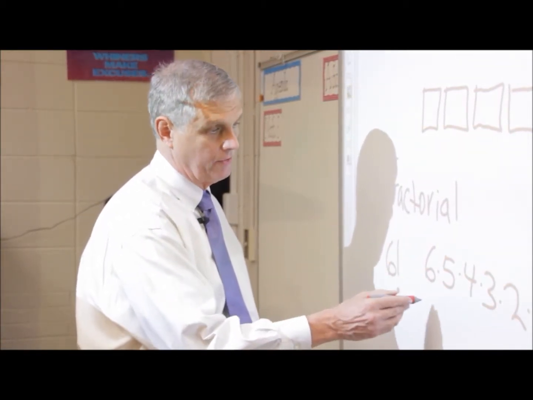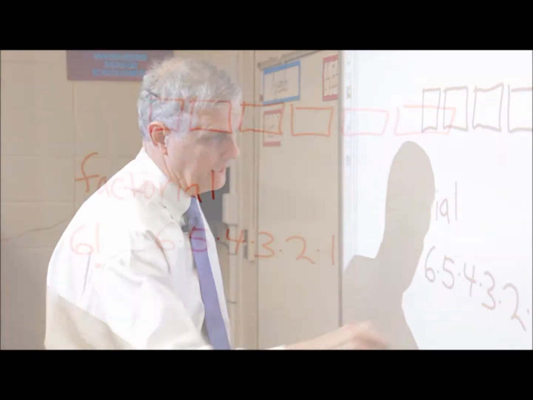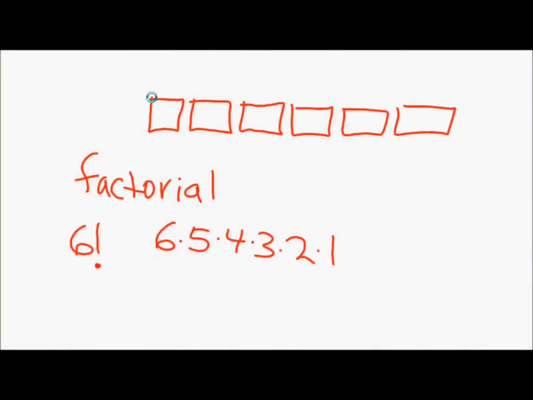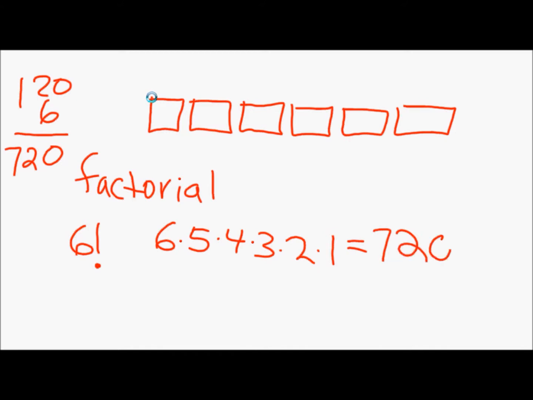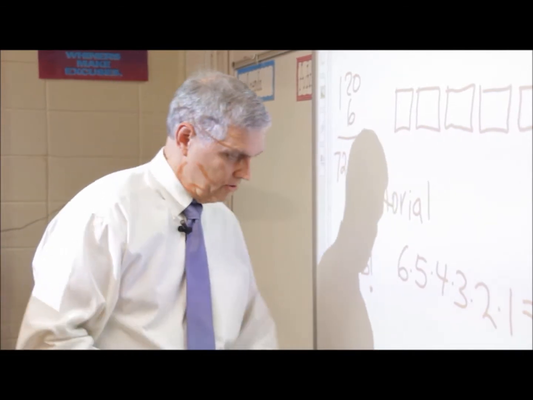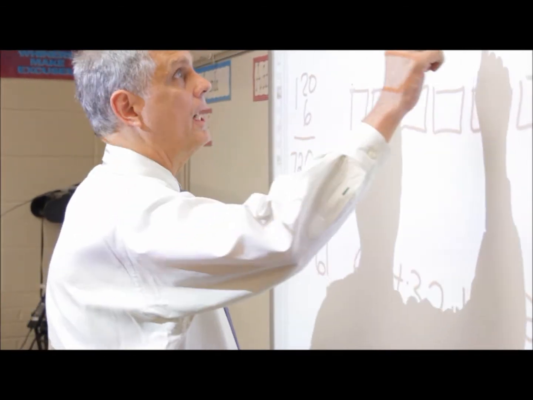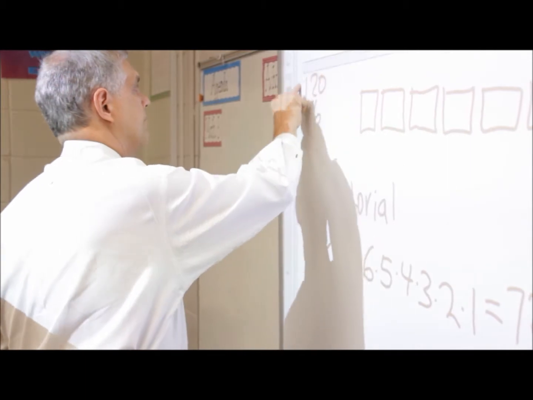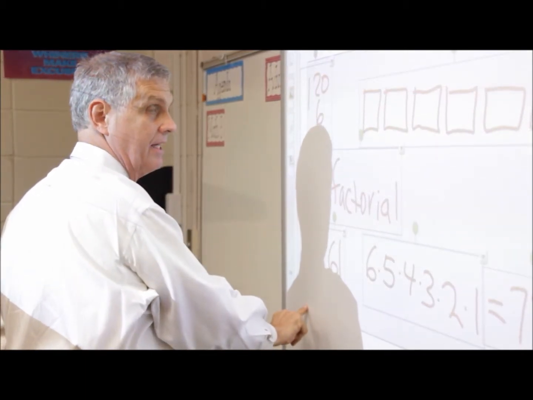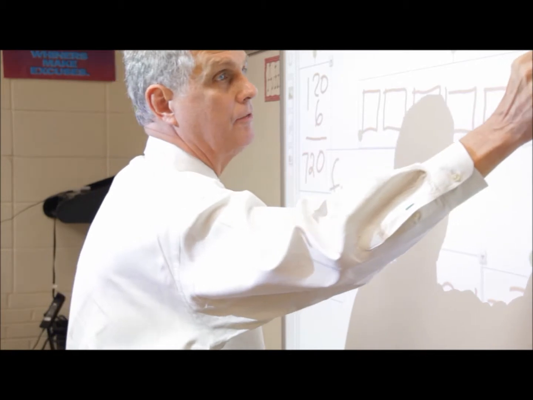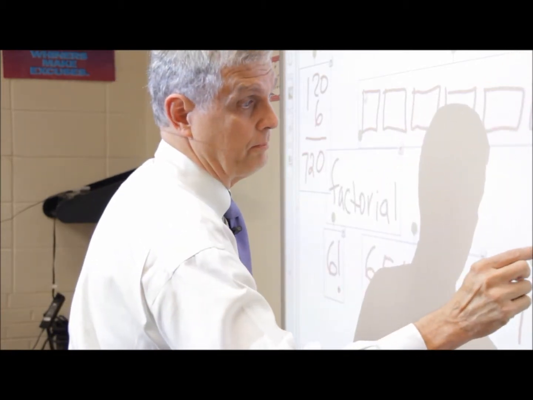So 6 times 5 is 30, 4 times 30 is 120, 3 times 2 is 6, 6 times 120 is going to be 0, 12, carry 1, 720. So there are 720 ways that we could arrange these chairs. But sometimes, let me just erase this, sometimes they will give you something and it won't match up. The space won't be as, you'll have more objects than you have space to put them in.